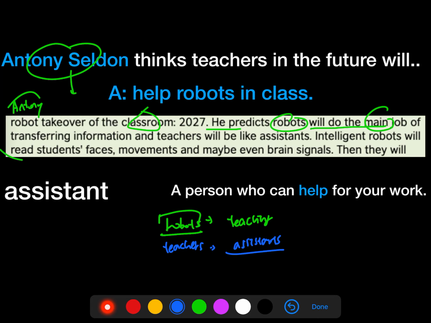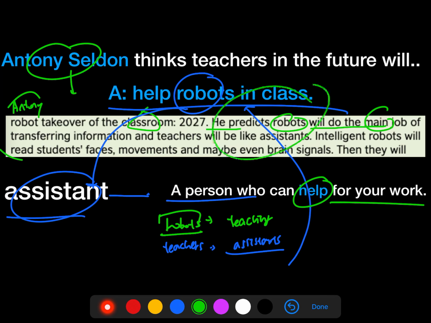Assistants has the same meaning as helping robots in class. Assist and help have a similar meaning. Let's have a look at the meaning of assistant. An assistant means a person who can help with your work. So this paragraph tells you that maybe in the future, robots are going to teach, and teachers are going to help the robots. It may happen in the future. Antony Seldon said that. Okay, so the answer was A, to help robots in class. Very good. Now let's move on to the next one.